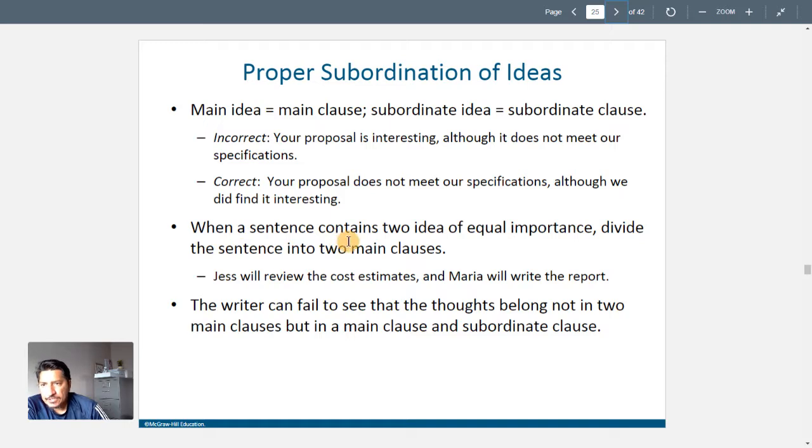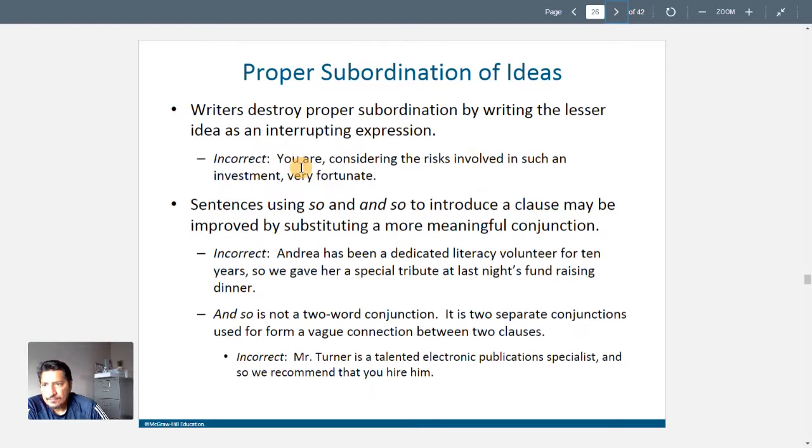When a sentence contains two ideas of equal importance, divide the sentence into two main clauses. For example, Jess will review the cost estimates and Maria will write the report. Again, these are the points where writers destroy proper subordination by writing the lesser ideas as an interrupting expression.